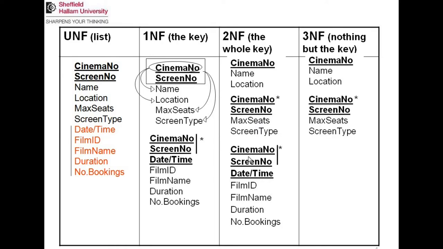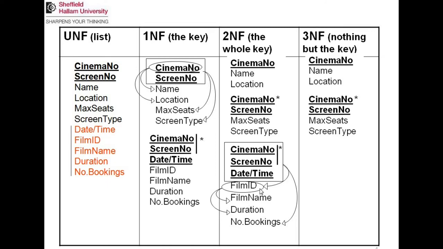Finally this, it's the largest table. There are quite a few non-key attributes. And we did say that there was something special about film ID. So if you know the cinema, the screen and date and time, that tells you which film is showing and how many bookings there are for the film. But the name of the film and the duration, they are information about the film. It doesn't change when we change cinema. So we have a nice non-key dependency here.